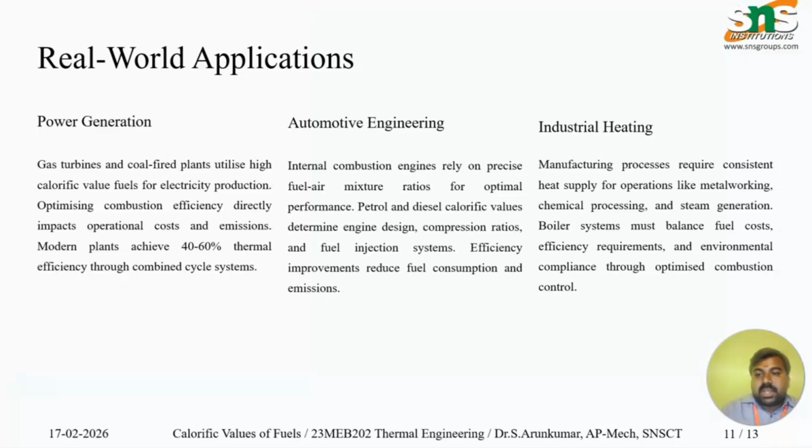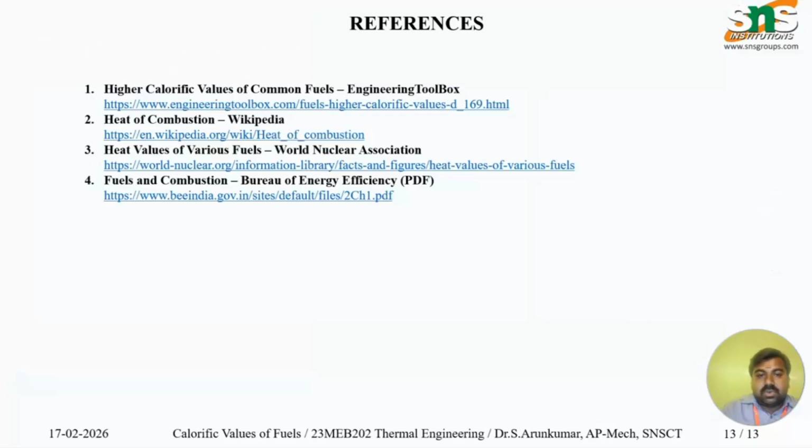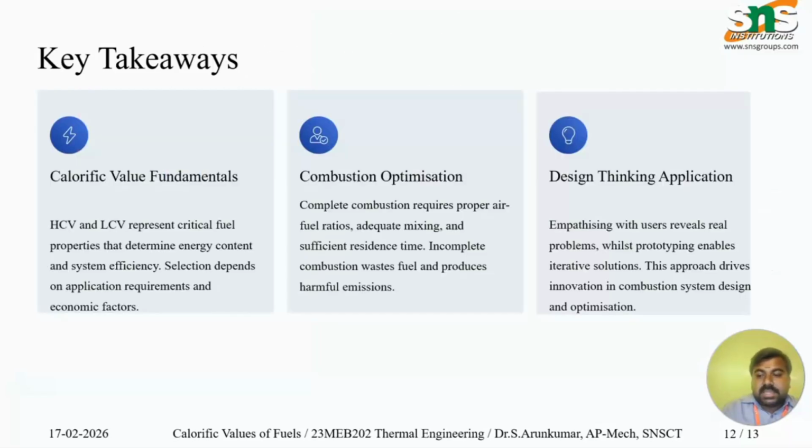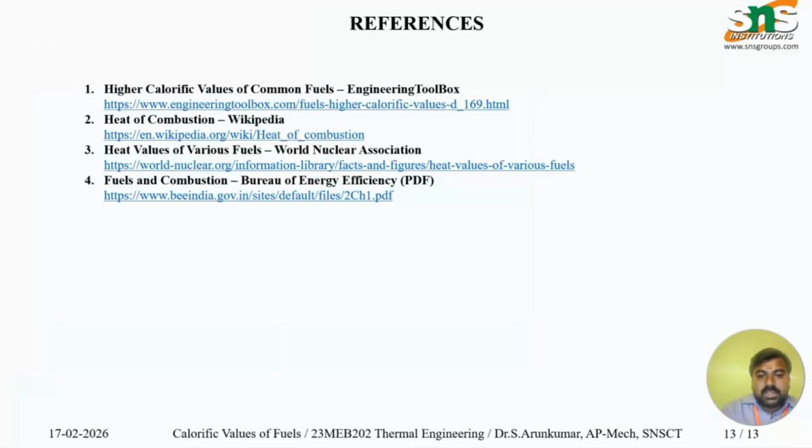Industrial heating: manufacturing processes requiring consistent heat supply for operations like metalworking, chemical processing, and steam generation. The boiler system must balance fuel cost as well as efficiency requirements and environmental compliance through optimized combustion control. So some of the key takeaways from this lecture series: calorific value fundamentals, which we already discussed. There are two types of calorific values, one is higher calorific value, another one is lower calorific value, and combustion optimization and design thinking applications in this particular topic. So these are some of the references of this lecture PPT.